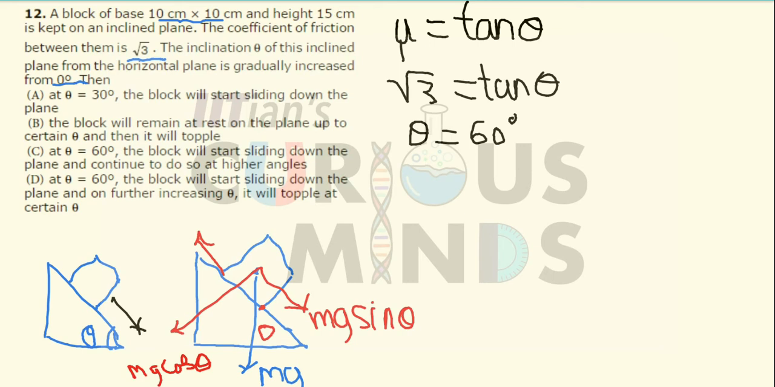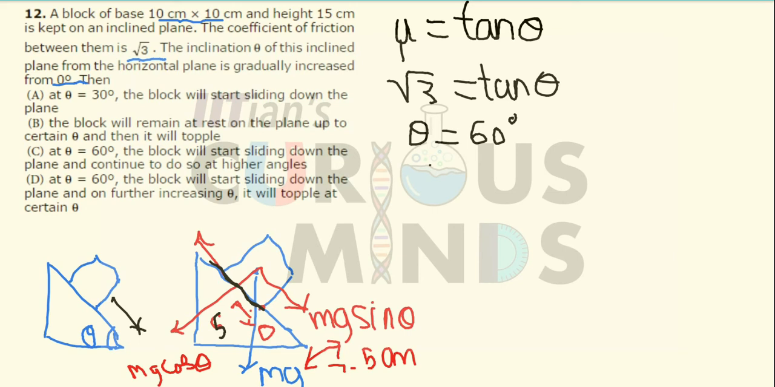Now if you consider the base, it is given as 10 by 10, so this distance will be equal to 5 centimeter. The height is given as 15 centimeter, so the height of the center of mass will be equal to 7.5 centimeter. Now let us see the torque due to these forces. The friction force will not play any role because it is in line with the point, so the perpendicular distance becomes 0.